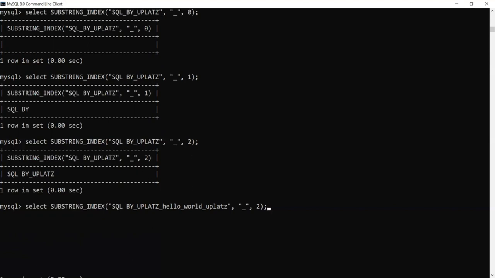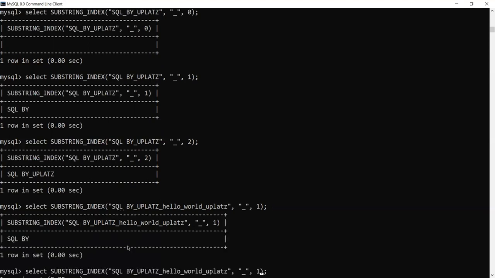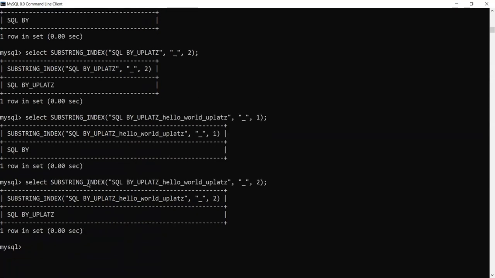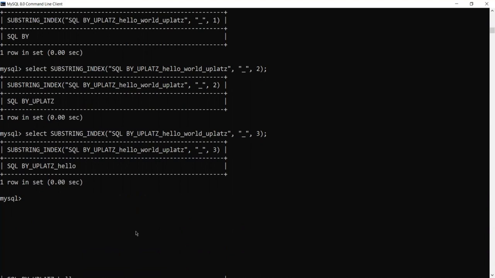That means we have 5 sections. So when I say 1, my output will be SQL by, SQL space by. That is my first section. If I say 2, it will give me SQL by and uplats. If I say 3, it will give me 3 sections that are separated by underscore, and the reading of this delimiter is starting from left to right.